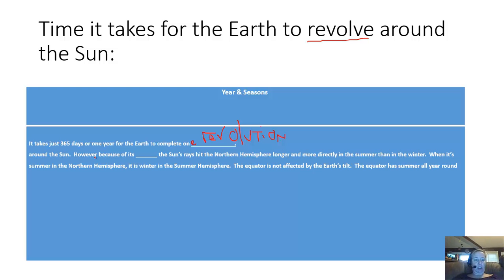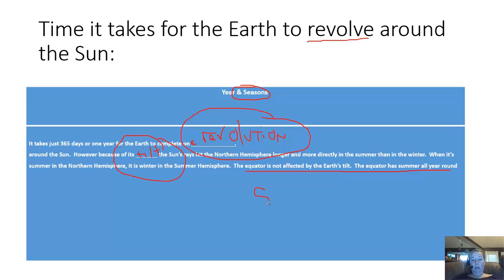However, because of its tilt, the Earth's tilt, and these are your clue words, tilt and revolution, the sun's rays hit the northern hemisphere longer and more directly in summer than in the winter. When it's summer in the north, it's winter in the south. The equator, however, is really not affected by the Earth's tilt. The equator has summer pretty much all year round because it's receiving the light from the sun pretty consistently every day all year round. So, tilt and revolution are your clue words for seasons.